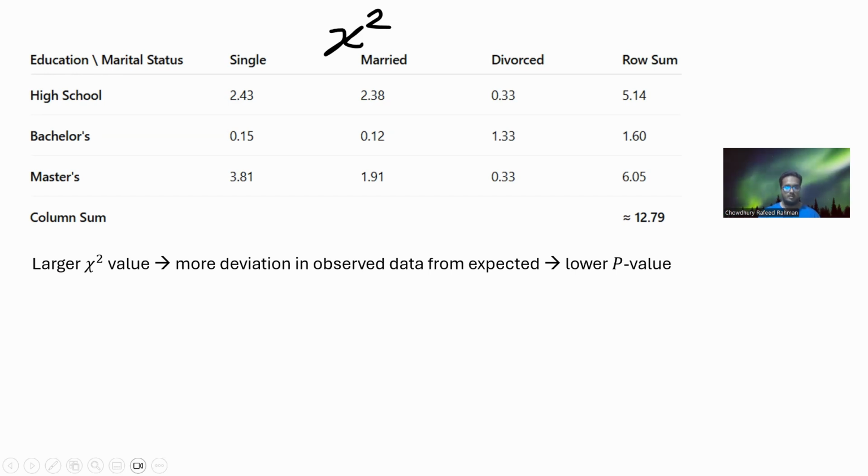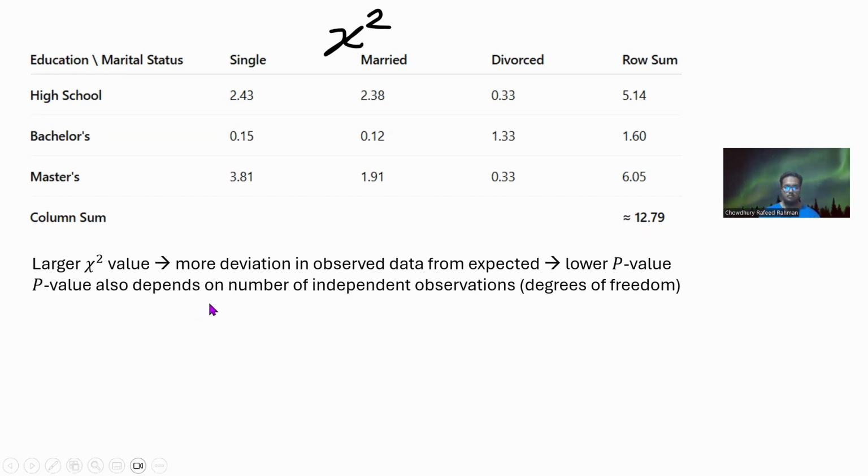Okay, so if you have a larger chi-square value, what does that mean? That means you have a higher deviation in your observed data compared to what you expect. That means your values are more extreme. And when your values are more extreme, you have a lower p-value. Now, p-value also depends on the number of independent observations, which is also called degrees of freedom.